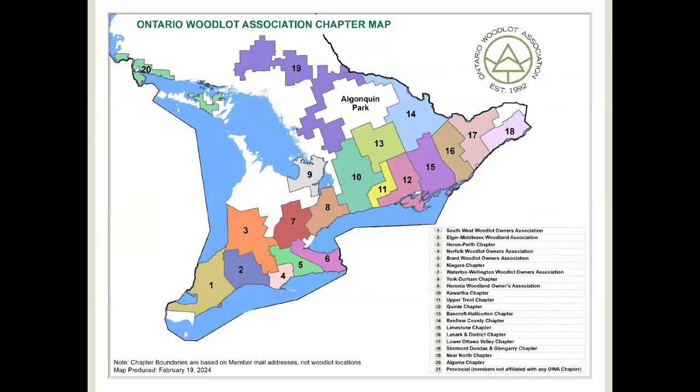So again, just the chapter map of the OWA, 22 chapters, or 21, sorry, in total. And I'm down in our Norfolk chapter, somewhere down around here today. And I work out of up here in our Near North chapter, and our administrative office is down here towards our Lower Ottawa Valley chapter region and Kemptville.